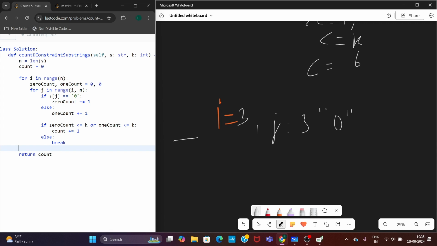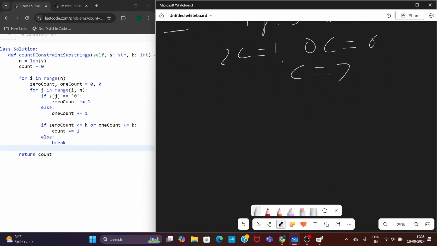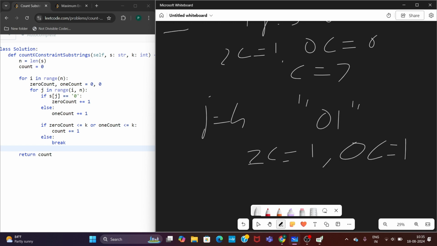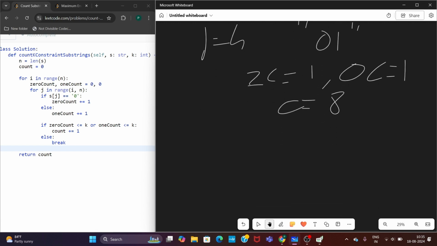So basically in this case we have encountered 0. So my 0 count will be 1 and 1 count will be 0. So basically in this case our counter will be incremented by 1, which is 7. Okay, so now my j equals 4, which is 0 1. So my 0 count will be incremented by 1 and 1 count will be incremented by 1. So basically my count will be simply incremented by 1, which is 8.